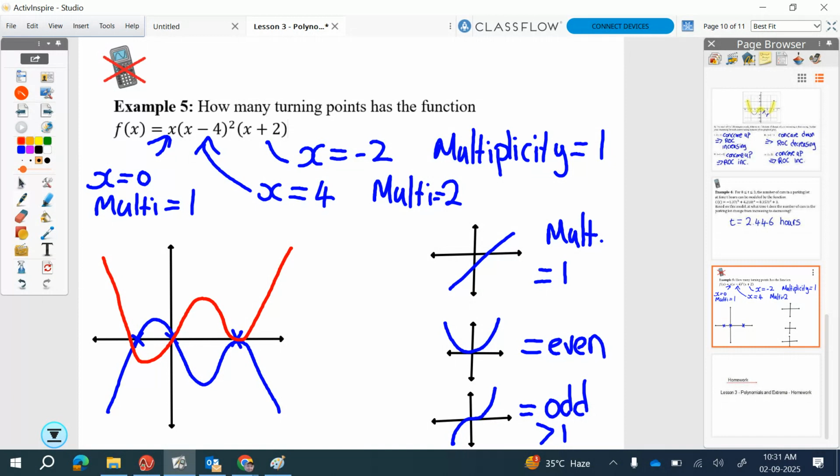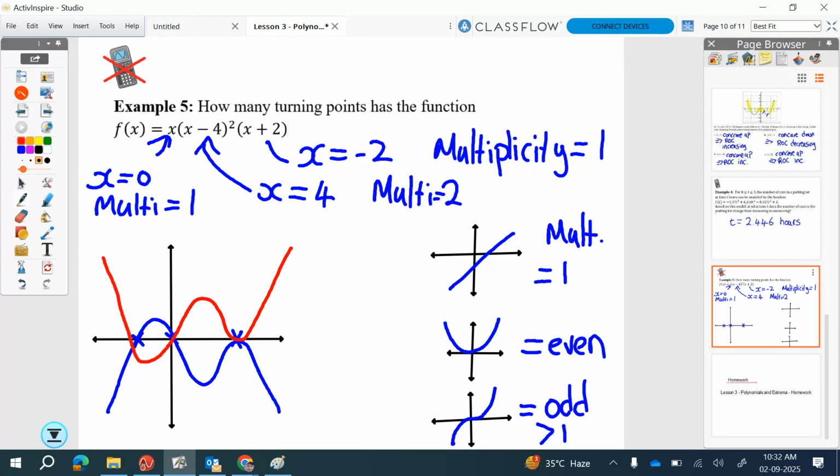To tell whether it's the red or the blue, it's easy. You look at the lead coefficient. If the lead coefficient is positive, it's the red. If the lead coefficient is negative, it's the blue. We can see here that the lead coefficient is going to be +1. You expand that bracket, it's going to give you 1x to the power of 4.